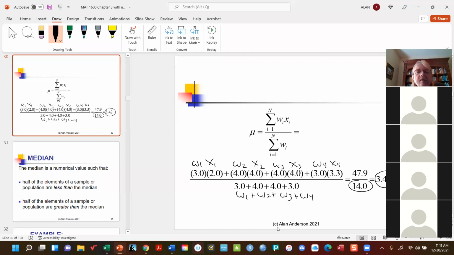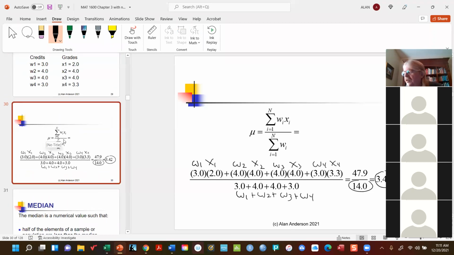And again, I would remind you that if we simply added them up, let's go back real quickly. I'm going to do this right now in the calculator. If you just added up those 4 grades and divided by 4, you would have ended up with only 3.32. So that would have cheated the student out of 10 points.